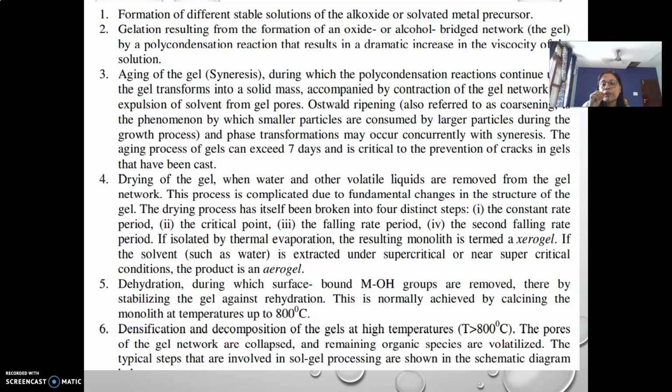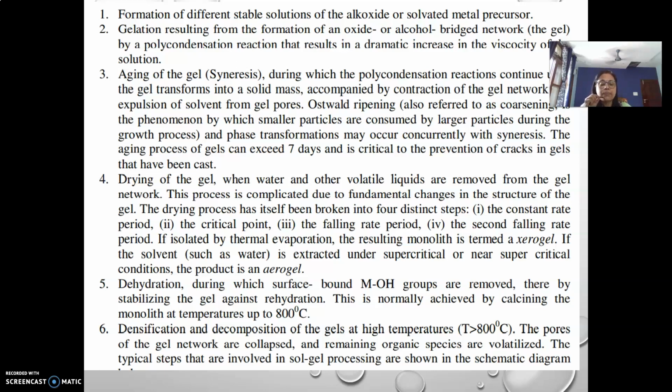Lastly, there will be dehydration, because on the surface there will also be bound MOH groups or bound hydroxide groups. They will stabilize the gel against rehydration. For the dehydration process, we can increase the temperature up to 800 degrees centigrade, and that process we will be calling calcination. So densification as well as decomposition of the gel at a high temperature may lead to a temperature increase of more than 800 degrees centigrade. Then the pores of the gel network will collapse and the remaining organic species will be volatilized.